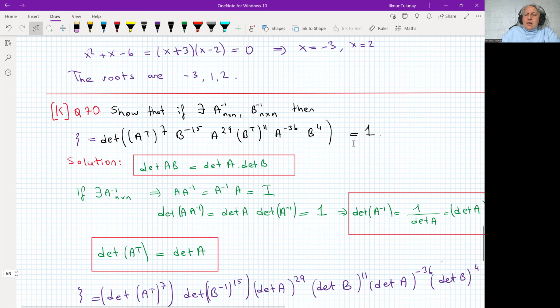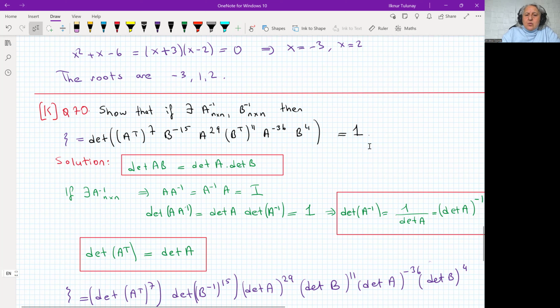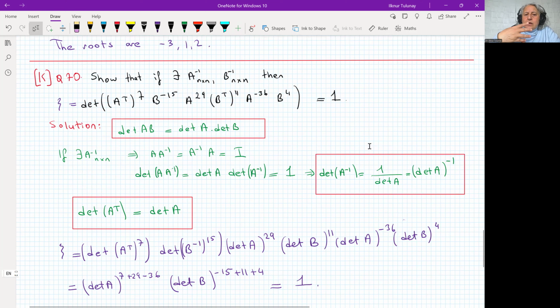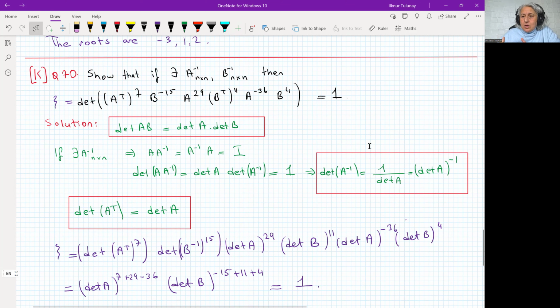Now, before I start, I would like to remind ourselves of the formulas we need to know about the determinant. The determinant of A times B is the determinant of A times the determinant of B. This is a very important fact. And if A is invertible, then we have A inverse, by the definition of an inverse of a matrix.